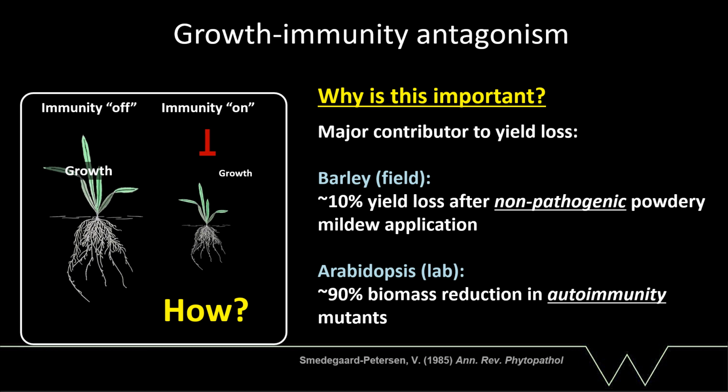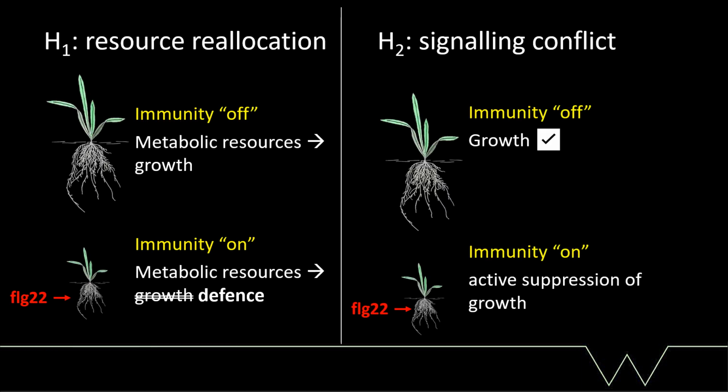And so our question is, how does immunity inhibit growth? Now, the currently accepted explanation for this is that it's simply a case of resource allocation, i.e. that when immunity is off, metabolic resources can be dedicated towards growth, but when immunity is triggered, then those metabolic resources have to be rediverted to defense and therefore aren't available for growth.